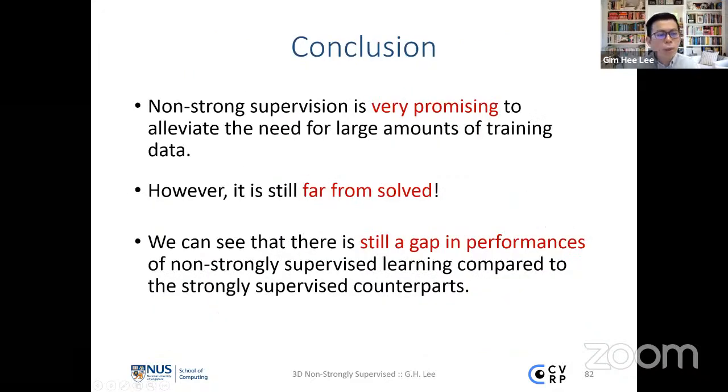So in conclusion, I have talked about several tasks where we can apply weak or non-strongly supervised learning to get promising results.